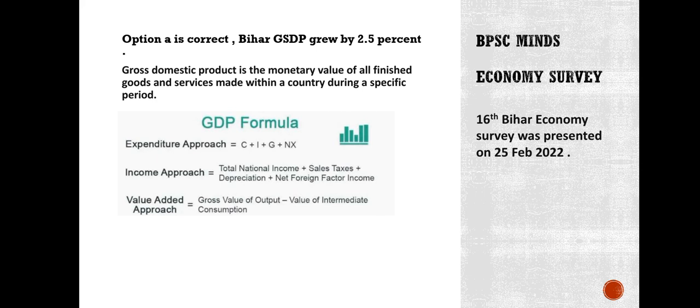एक कुछ फैक्ट्स देख लेते हैं. 16th Bihar Economic Survey was presented on 25th February 2022. Date sometime BPSC ask, so we should remember this also.